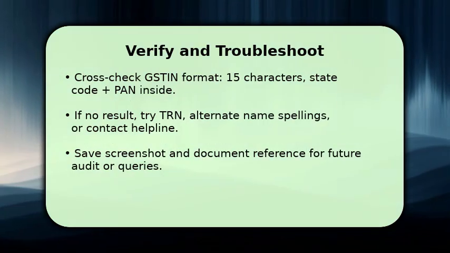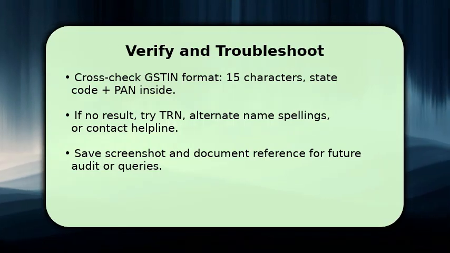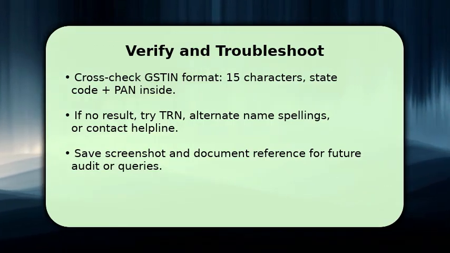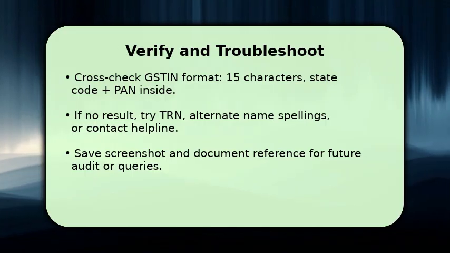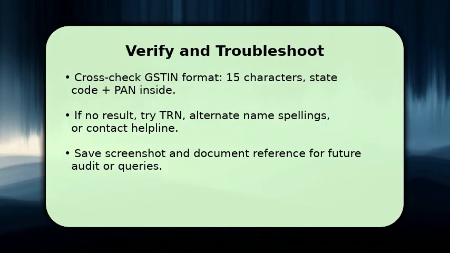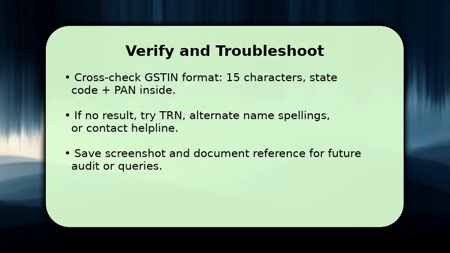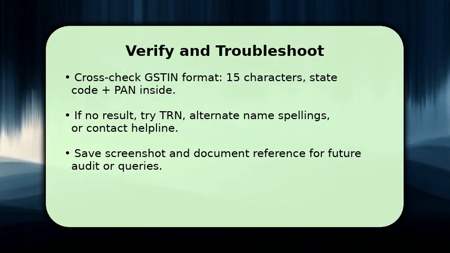Final step, verify the GSTIN you found. It should be 15 characters, starting with a 2-digit state code and containing the PAN. Once confirmed, save the GSTIN, download or screenshot the details for records, and note the search timestamp.